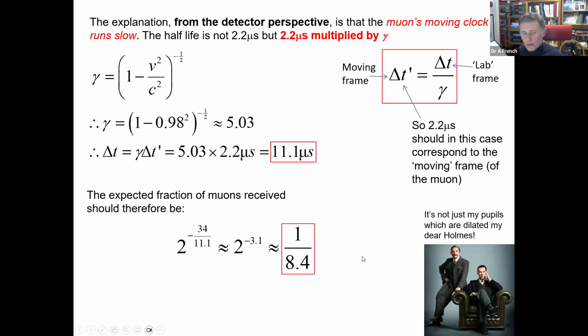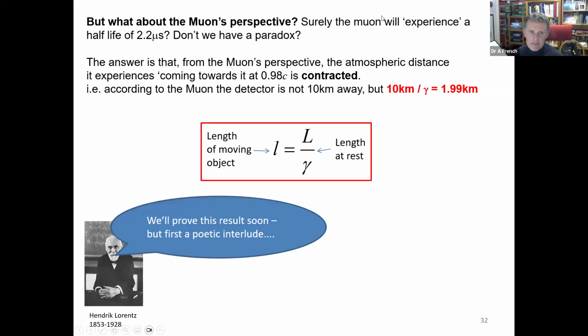Well, hang on a minute. What about the muons looking at the detector? Surely that's coming towards the muon at, what is it, 0.98 of the speed of light. So shouldn't it dilate both ways? Isn't that a paradox? So there we go. Surely the muon will experience a half-life of 2.2 microseconds. Don't we have a paradox? And the answer is, from the muon's perspective, it doesn't travel 10 kilometers. Instead, it travels about 2 kilometers.